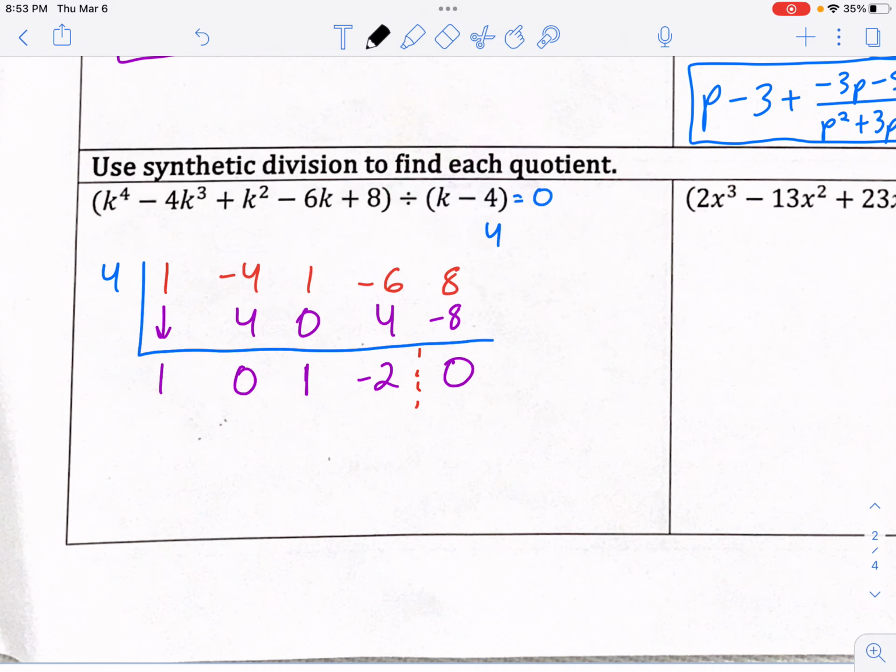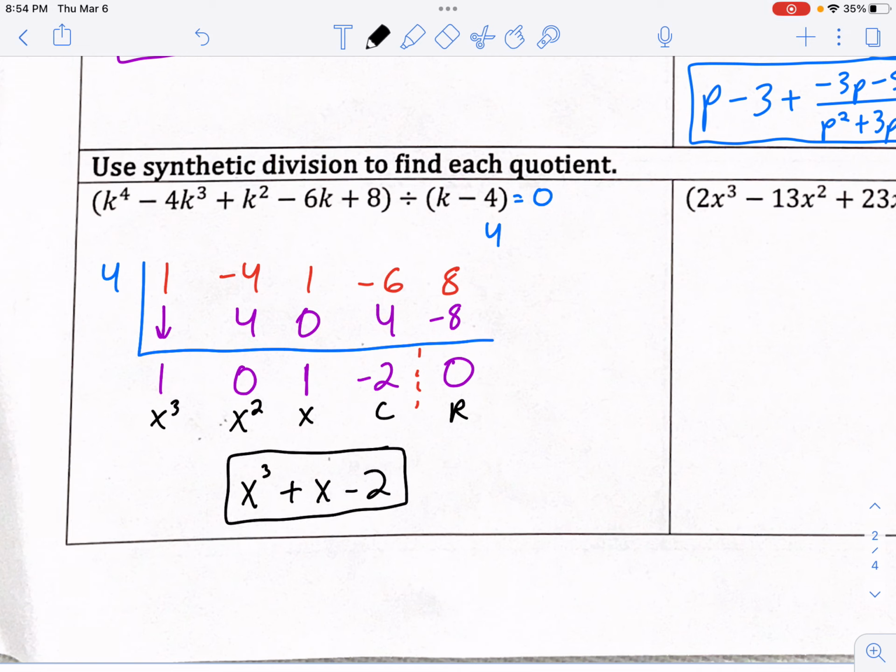And again, here we go. Remainder, constant, x squared, x cubed. I should get 1x cubed, or just x cubed, plus 1x, or just x, minus 2, and there is no remainder, so this is just your answer. Whoops, that should be x's. So I'll fix that real fast.